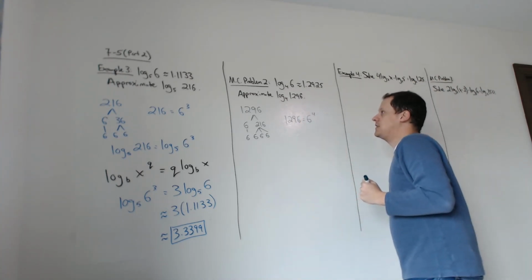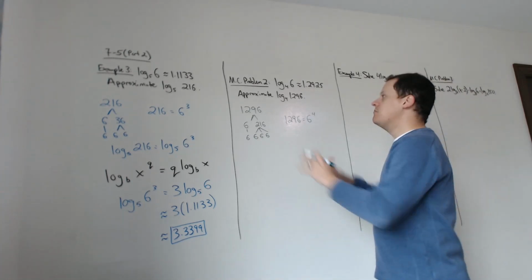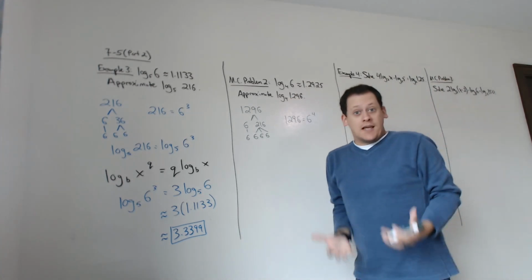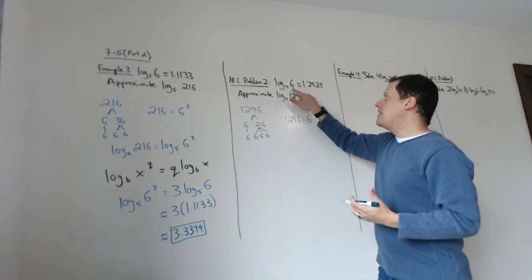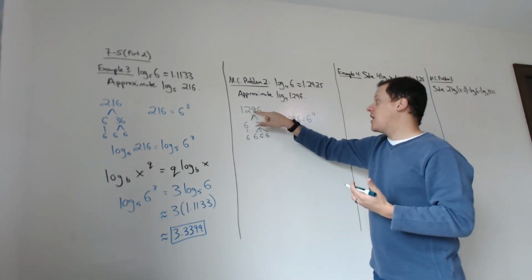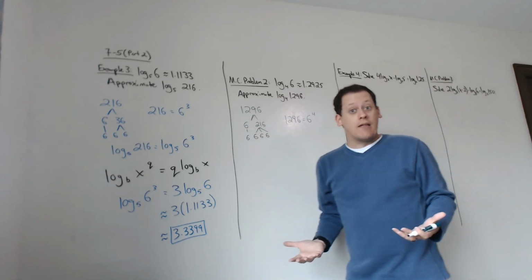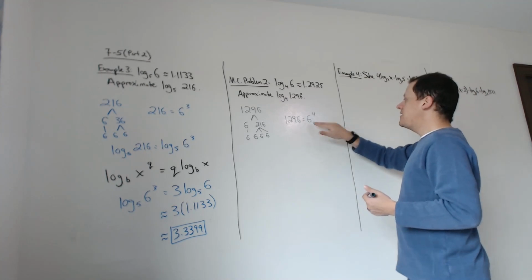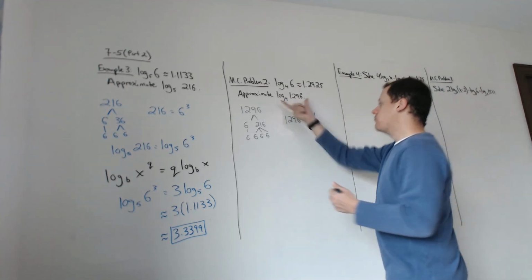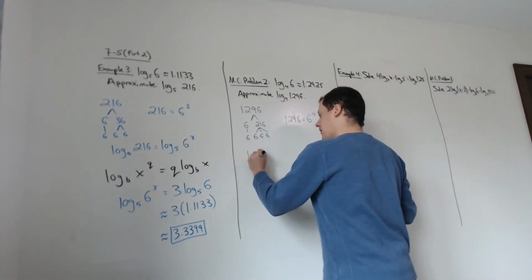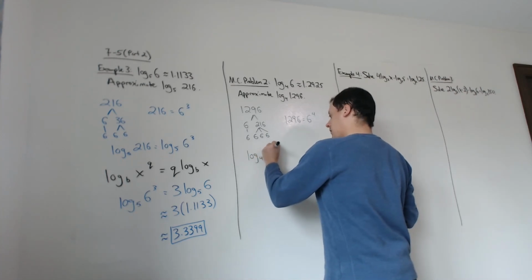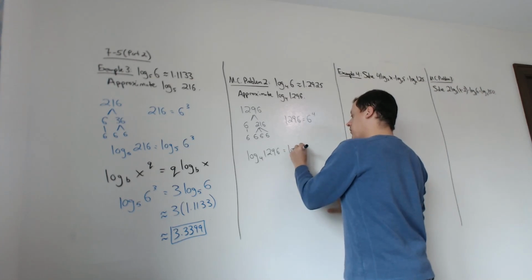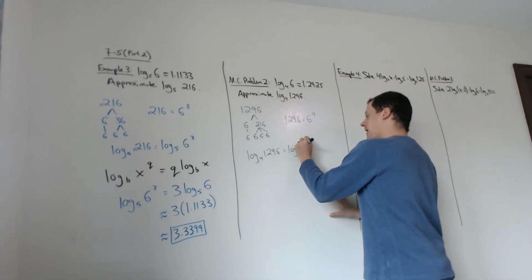Okay. It just so happens that in both of these problems the number here was 6. It might be something else. If this number had been an 8, I would have tried to divide this by 8 and see how that worked out. Okay. So we've got 1296 is 6 to the 4th power. So I'm going to rewrite this as log base 4 of 6 to the 4th power.